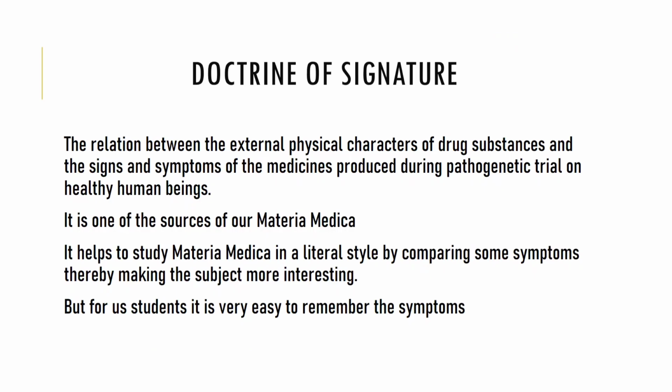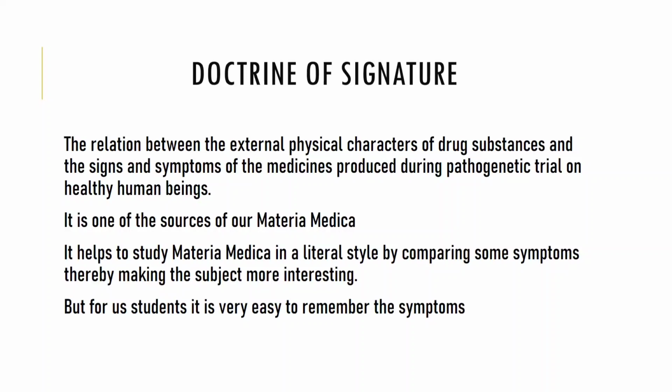As I already told you, the comparative study between the natural signs in the sources and the symptoms produced in healthy individuals is known as the Doctrine of Signature. So what is the Doctrine of Signature? It is the relation between the external physical characters of a drug substance and the signs and symptoms of the medicine produced during the pathogenetic trial on healthy human beings.